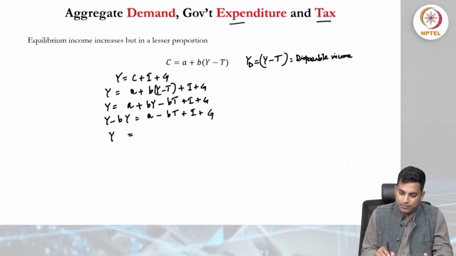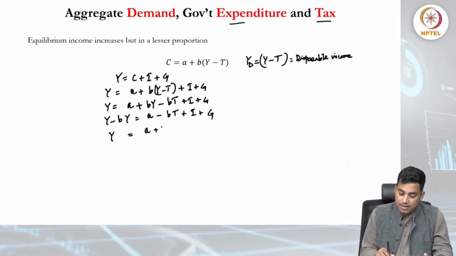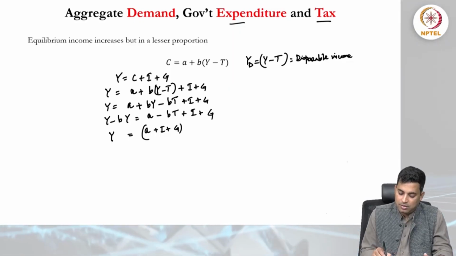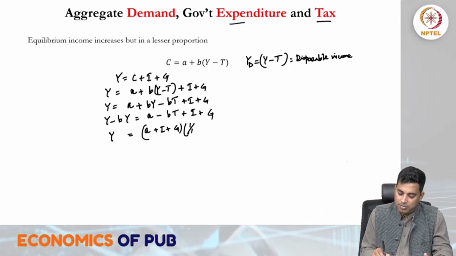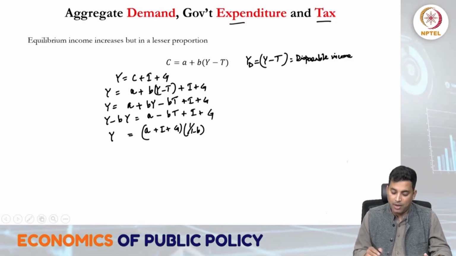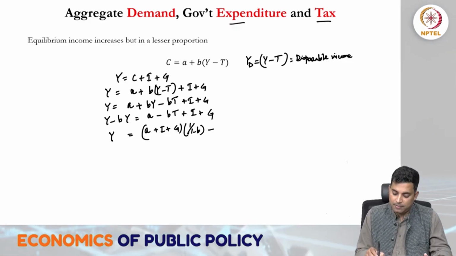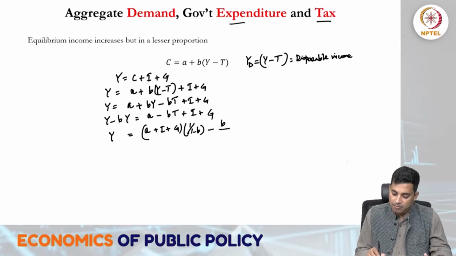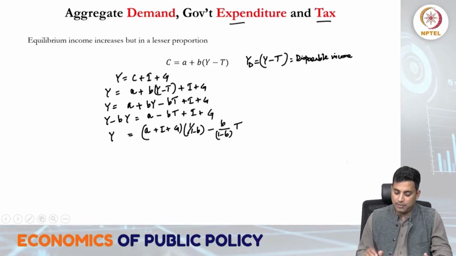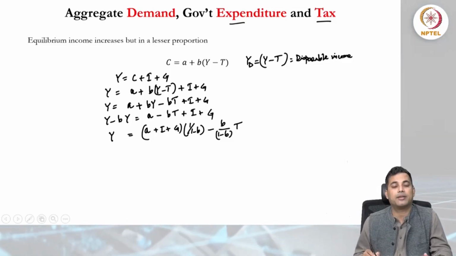So here we can write Y equals (A plus I plus G) by 1 minus B, that is, 1 by 1 minus B, minus B by 1 minus B times T. The government expenditure multiplier and also the tax multiplier that we have seen.